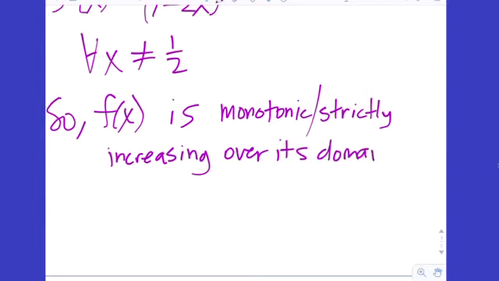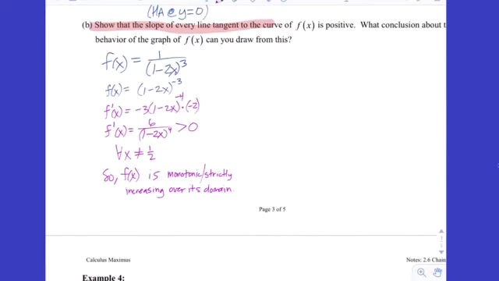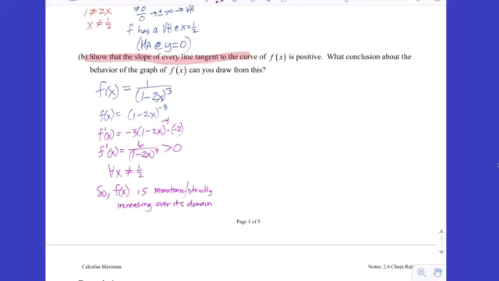Over its domain. That's pretty cool. So we don't even really know what the graph looks like, but we know a bunch of information about the graphical features just by doing the calculus analysis. And that's what the last part says. What conclusion can you draw about f of x from this? And that's it. f of x is monotonically strictly increasing. You do have to say over its domain, or again say for all x not equal to 1/2. Since we've already found the domain, we can just kind of refer back to it. All right, that's actually a proof. You just proved that that function is going uphill everywhere by doing a calculus proof.